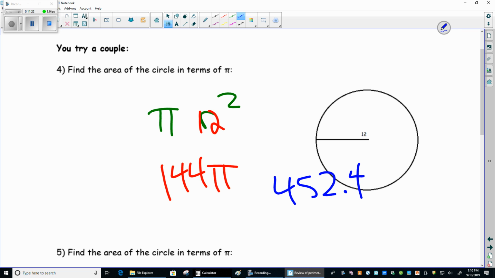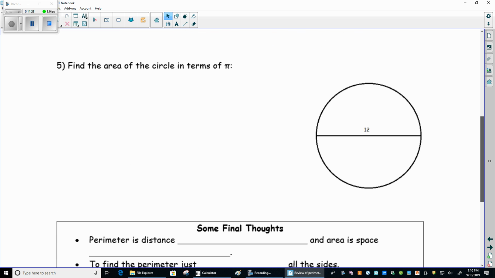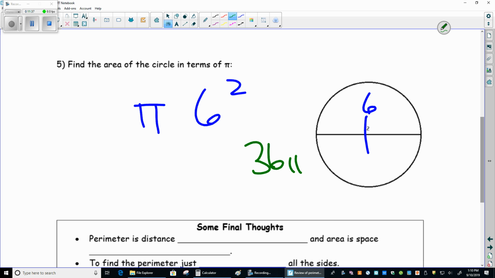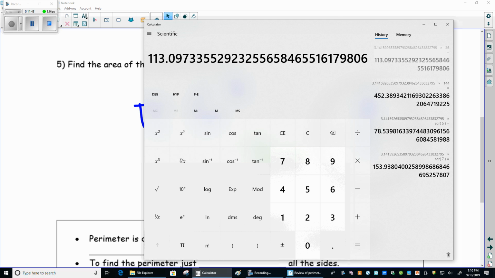And then on the next one, I think they probably have us cutting this one in half. They do. So this one, what's the radius? 6. So pi 6 squared. So I got 36 pi's. Feel free to do it like that tonight on your homework. Or pi times 36 gives me 113.1.